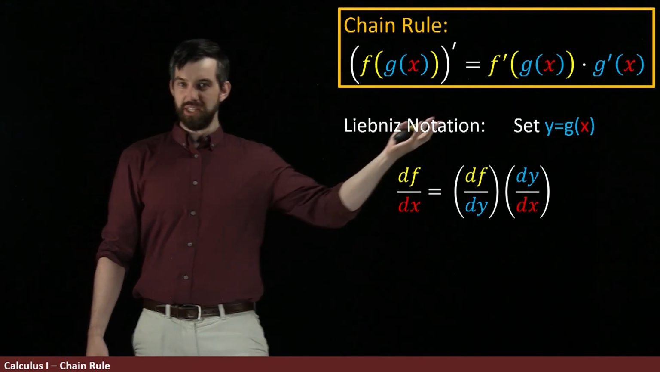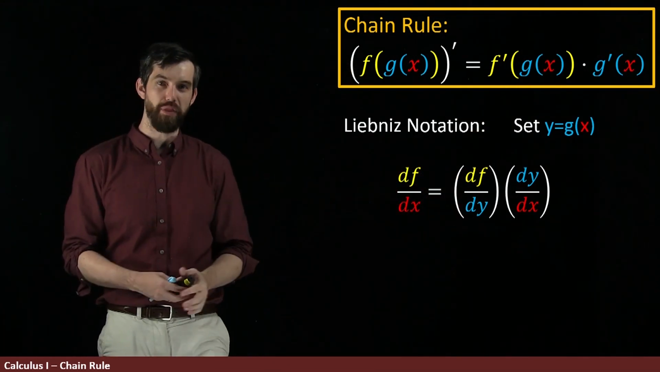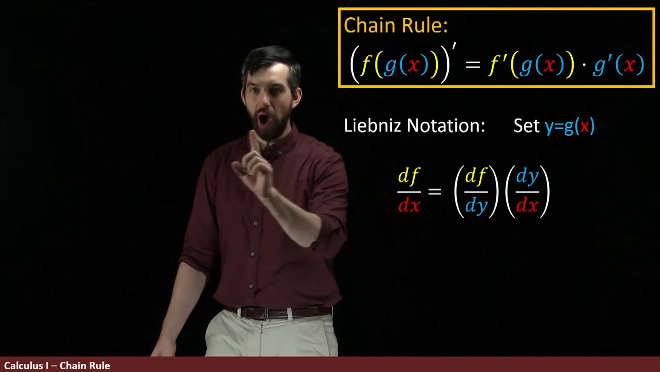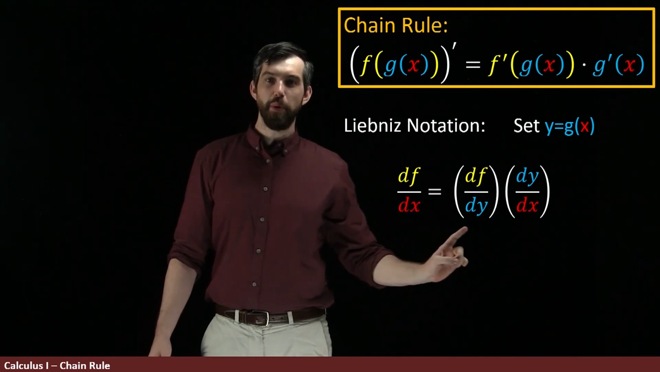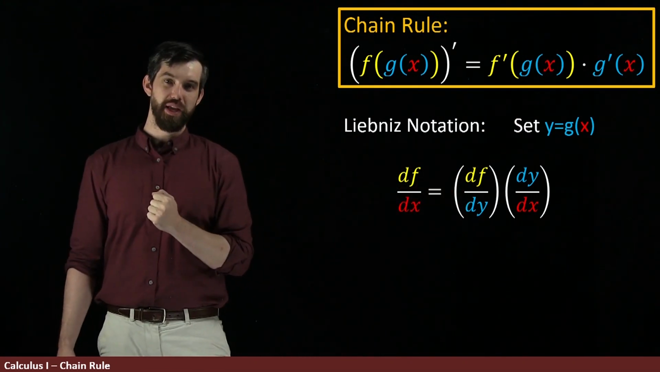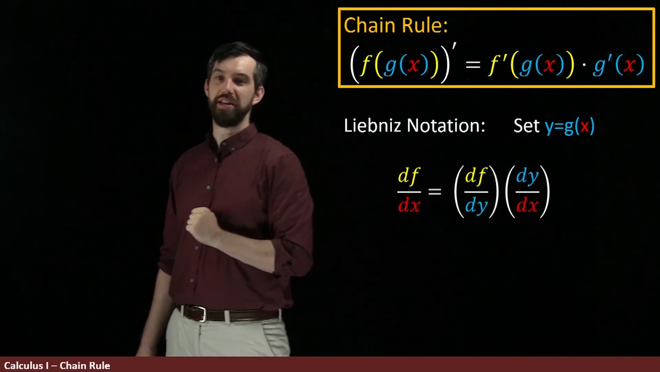And then since the chain rule is the product of two things, in Leibniz notation we get a product of two things as well. The first of them is the derivative of the function not with respect to x, but with respect to y, with respect to this inside function. And then you multiply it by the g prime, which now turns into dy dx.